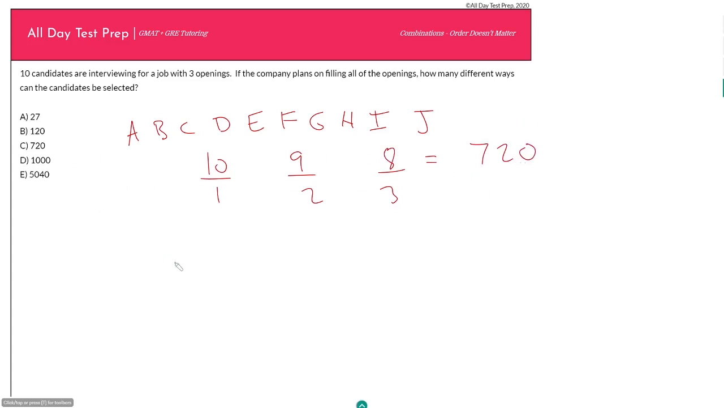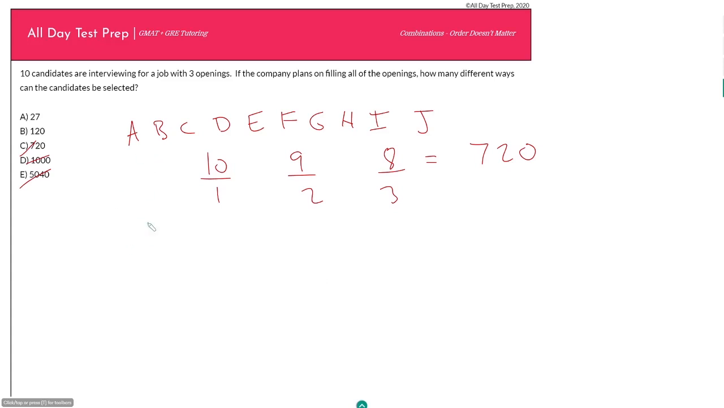So if this is where you started, one thing you could do, if you weren't sure how to calculate the exact answer, is at least say, oh, well, it's got to be less than 720, because this is my answer with my duplicates included. This would be if I was including ABC, BAC, CBA, etc. So how do I get rid of my duplicates?